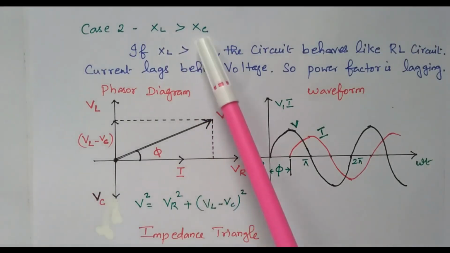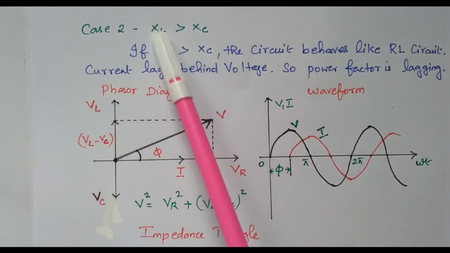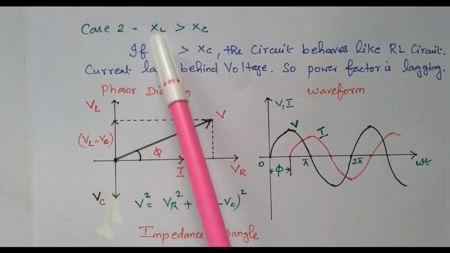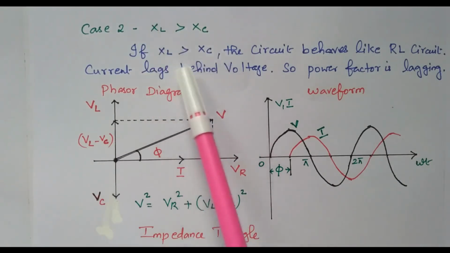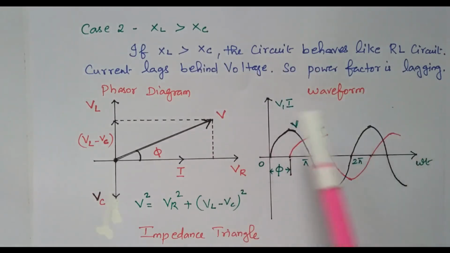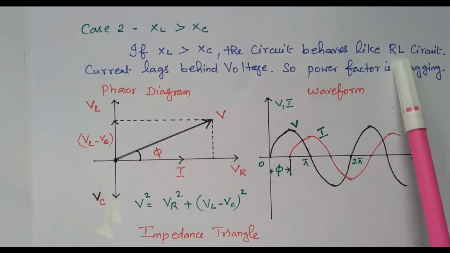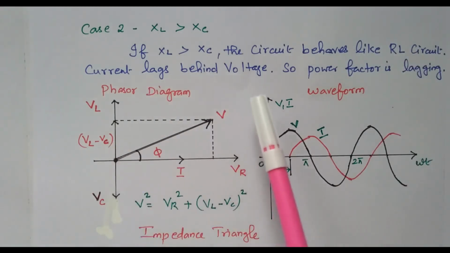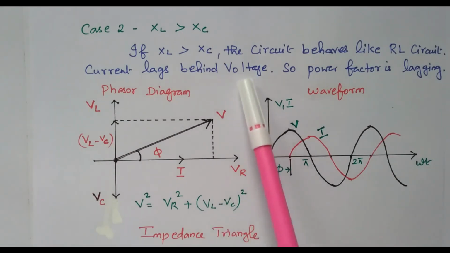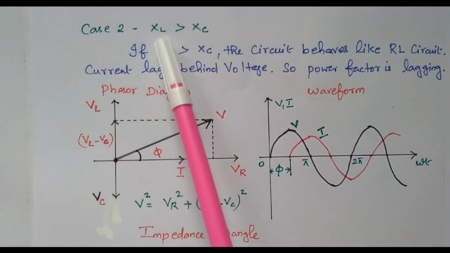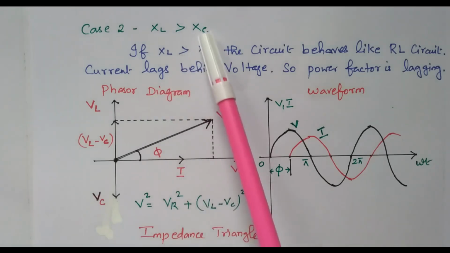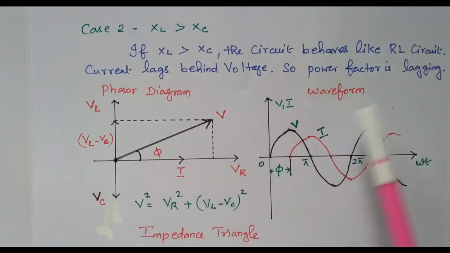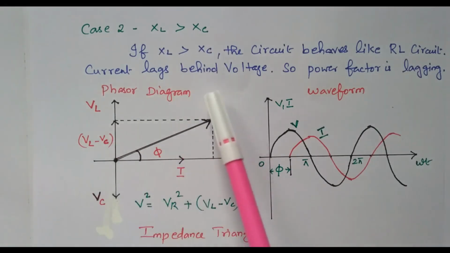In this case, XL is greater than XC. The capacitive reactance is less and the inductive reactance is more. In that case, it acts as an RL circuit, because of the higher inductive reactance. If it is an RL circuit, an inductive circuit, the current lags the applied voltage. So the power factor is also lagging.